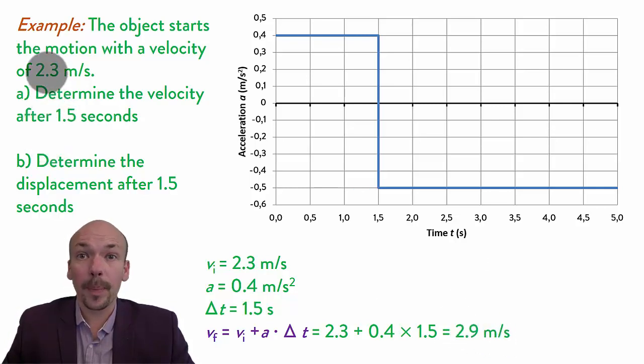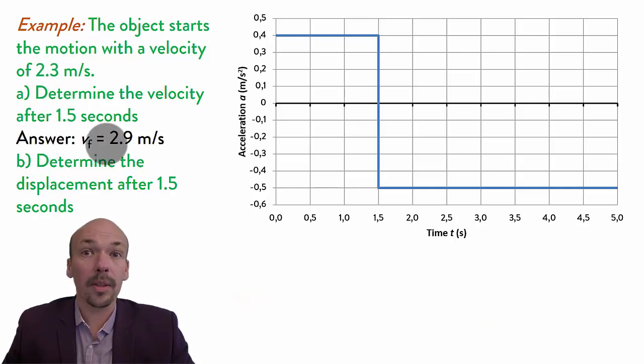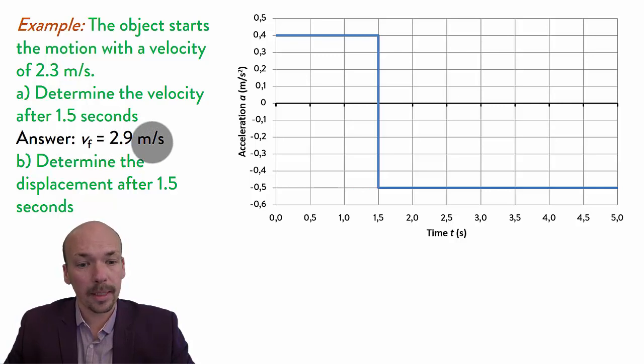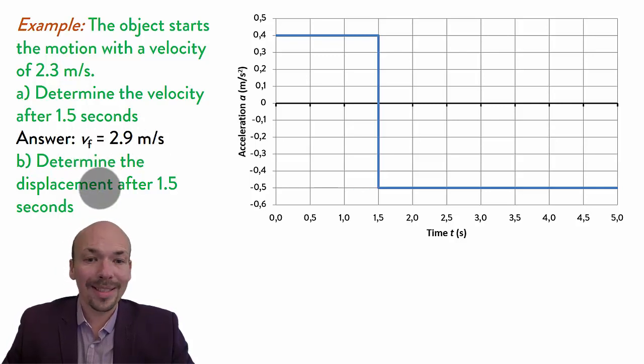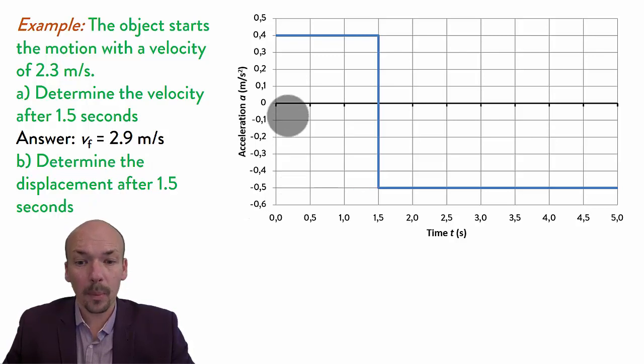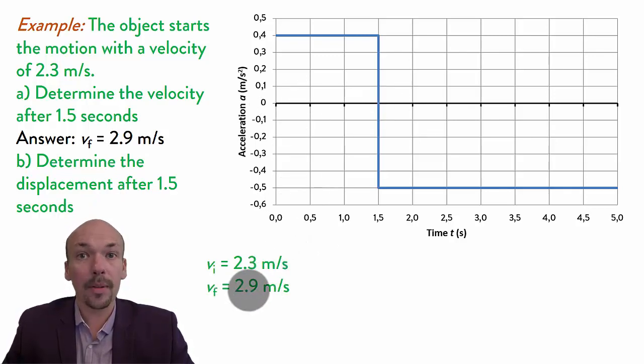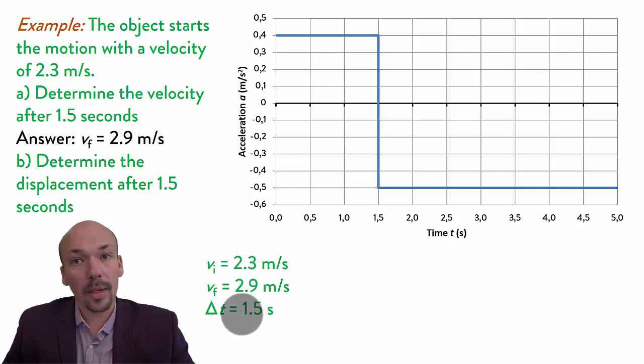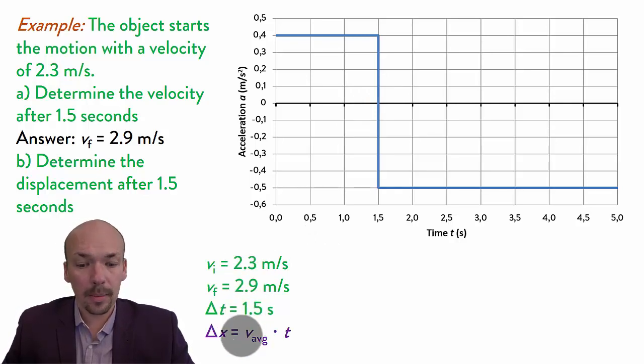So we started with 2.3 meters per second, and after 1.5 seconds we have a velocity of 2.9 meters per second. Now we can also determine the displacement because we have a constant acceleration. So we have an initial velocity, we have a final velocity, and to calculate the displacement we need the time, which you can get here, and the average velocity. So we have the initial one, we have the final one, and we also have the time, and to get the displacement we need this equation.